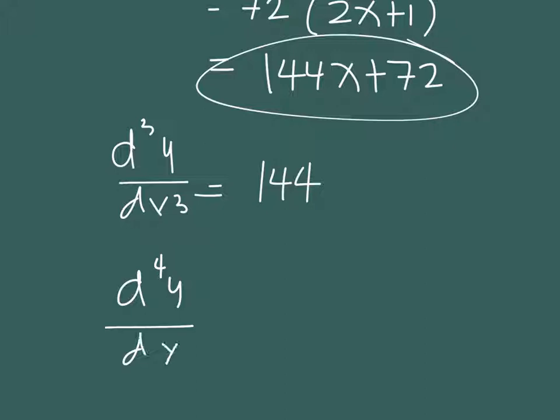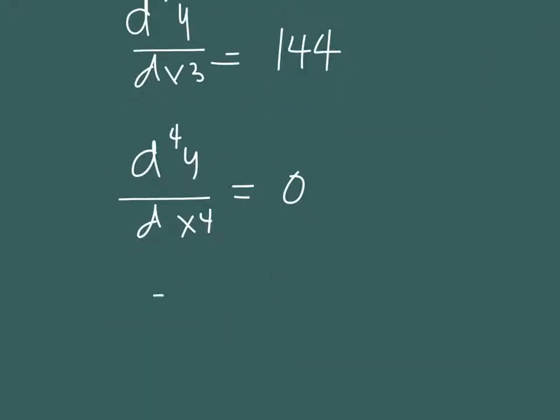d⁴y/dx⁴, 0, and d⁵y/dx⁵. Derivative of 0 is 0. 0 is a constant, so the derivative is also 0. And as you can see, if you go on and on, there will come a time that the derivative becomes 0 for some functions. Other functions will remain as expressions, but some functions will eventually become 0 once you get to the higher order derivatives.